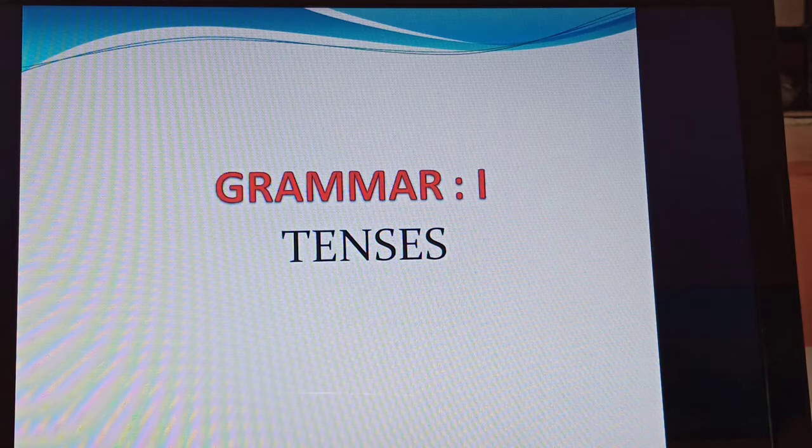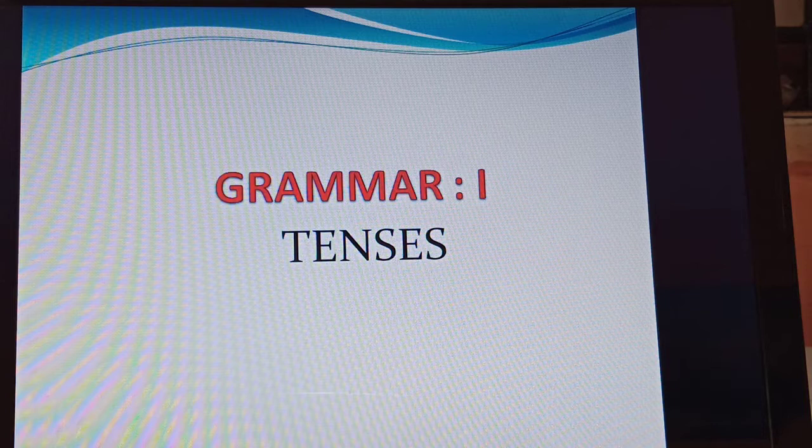Dear students, today let's begin the grammar portion. We shall start with a very basic grammar. In primary section already you have done it, so let's revise it quickly. And the topic is on the tenses.